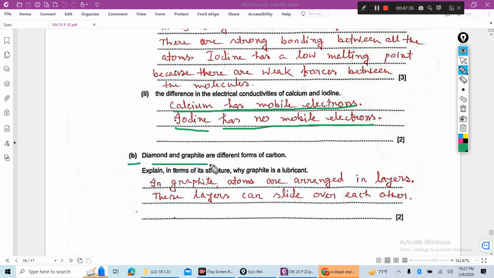Now B, diamond and graphite are different forms of carbon. Explain in terms of its structure why graphite is a lubricant. In graphite the atoms are arranged in layers. There are layers of atoms in graphite, so these layers can slide over each other. So that's why graphite can be used as a lubricant.